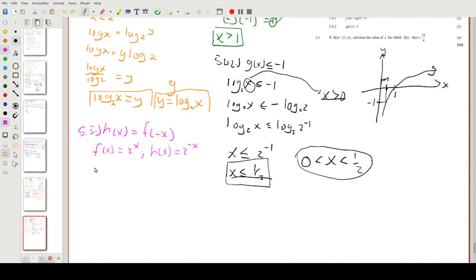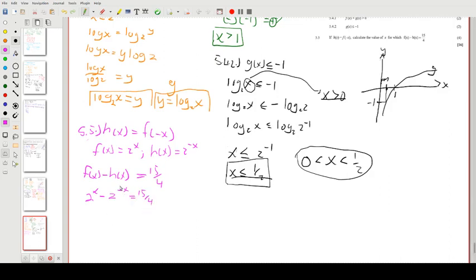Now the question says we need to solve for x when f of x minus h of x is equal to 15 over 4. All we need to do is substitute this in. So f of x is 2 to the power x minus, and h of x is 2 to the power negative x, equals 15 over 4.